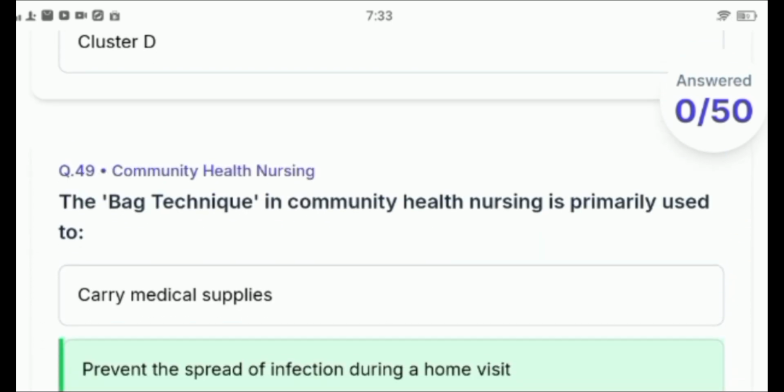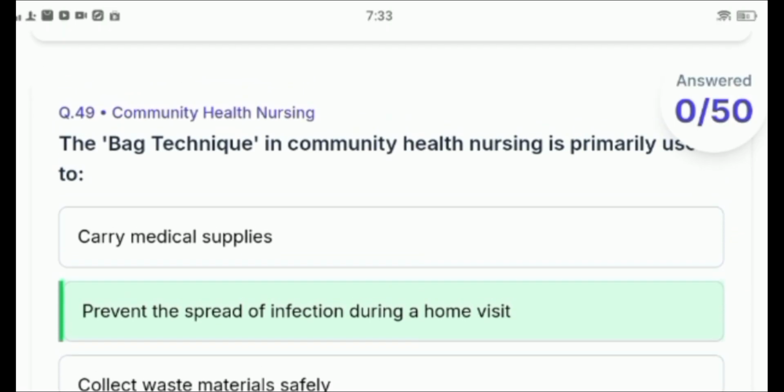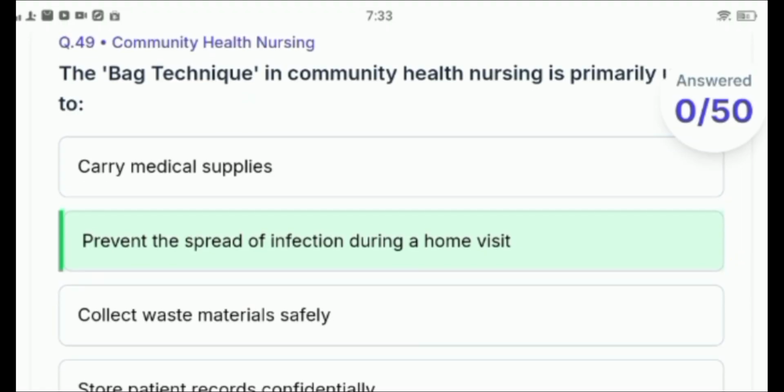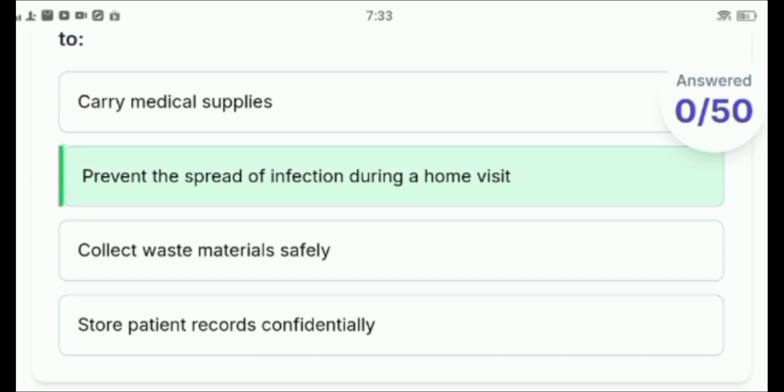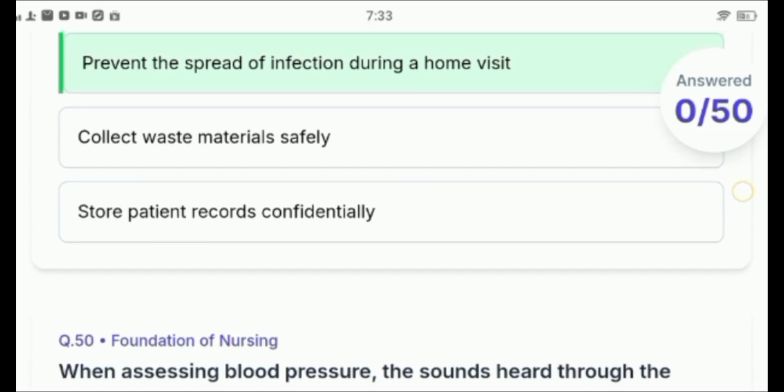49. Community health nursing. The bag technique in community health nursing is primarily used to A. Carry medical supplies, B. Prevent the spread of infection during a home visit, C. Collect waste materials safely, and D. Store patient records confidentially. So the correct answer is B.